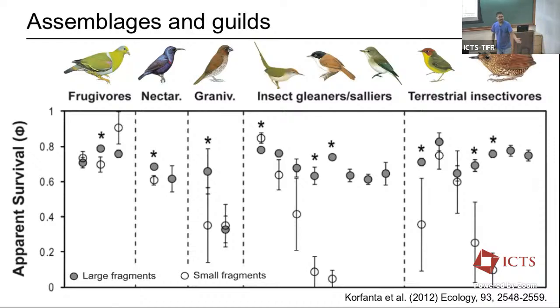Those could be dietary, those could be body size, those could be behavioral also. So you're basically classifying species based on the properties that they show. So within a community or within an assemblage, you have guilds. So you have species that share certain properties, like in this instance, diet.